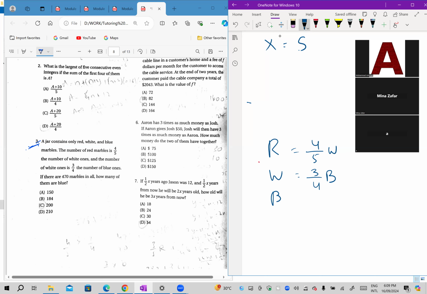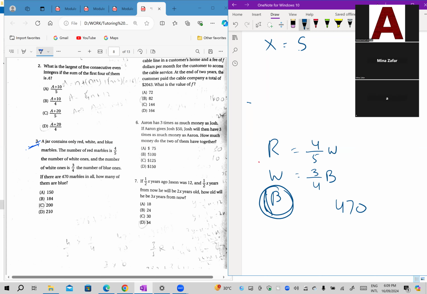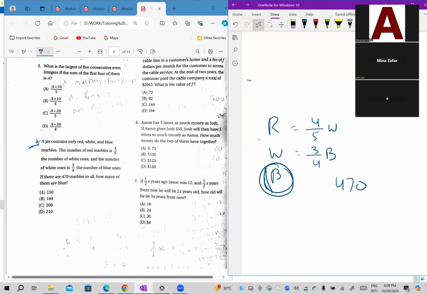Because at the end we're asked to find the number of blue marbles, we need to find a value for blue, and we know that 470 marbles are there in total. So let's try to get an expression that does not have white, but is all in terms of blue. The total number of marbles, 470, is equal to red marbles plus white marbles plus blue marbles. That is the total, right?